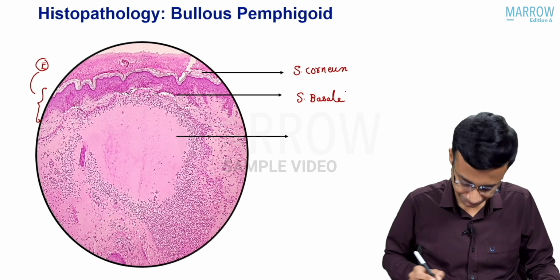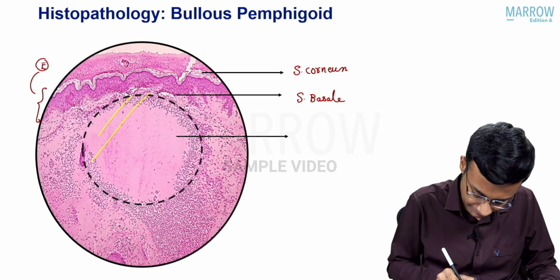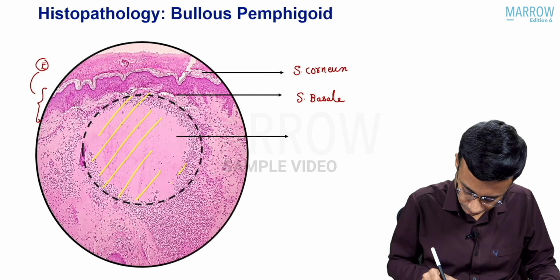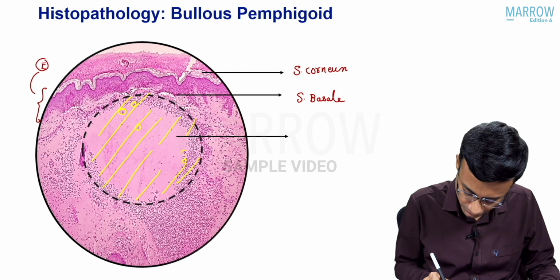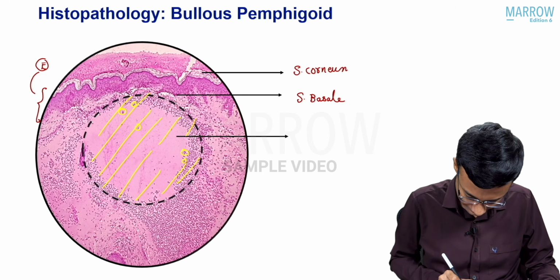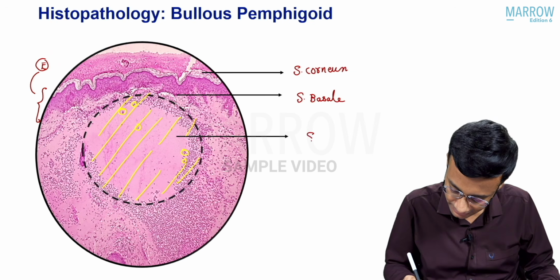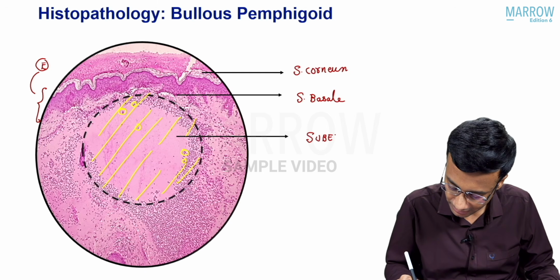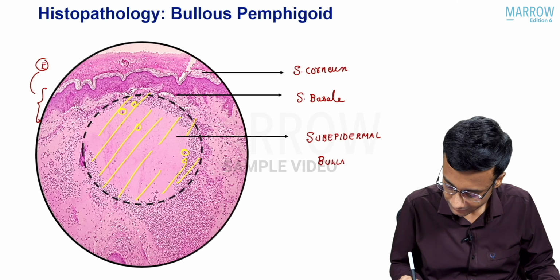Now what do we see here? We are seeing this huge bulla here with few cells here, and these few cells are the eosinophils. So very important, just below the epidermis you see a bulla. This is termed as subepidermal bulla with eosinophils.